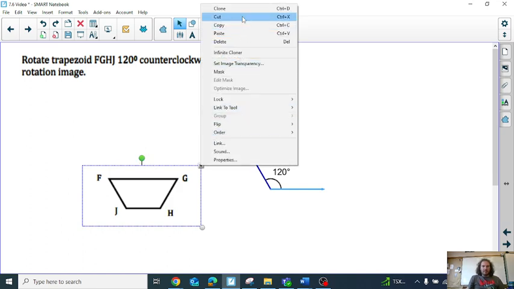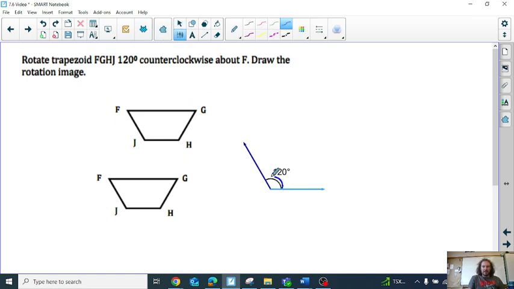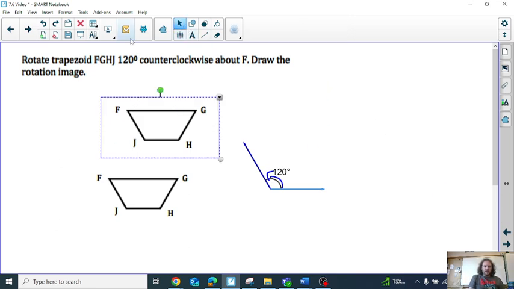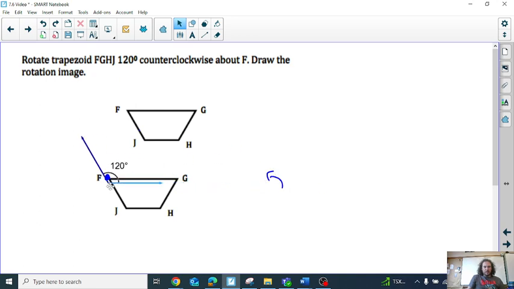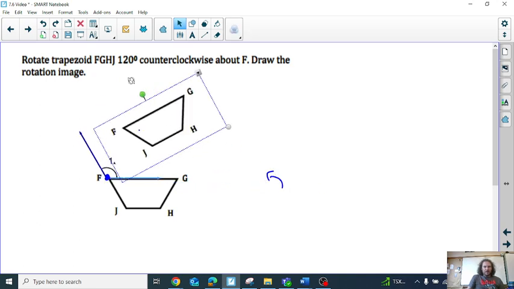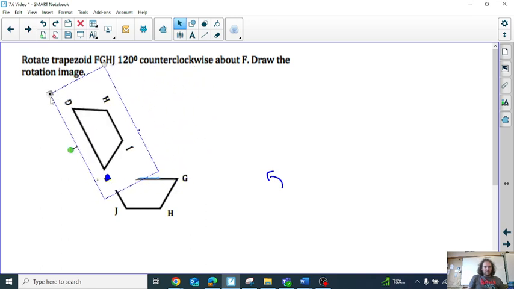All right, so to save myself a little bit of time, I'm just going to take that shape and clone it. Again, we are rotating counterclockwise. Remember that counterclockwise means going against the clock, so we're going that way. Point F is the point that's going to stay still, right? This point F right here is the one that's not going to move, and we want to rotate 120 degrees. If I want to make sure that I'm in the right spot, I can now line up my points from F to G with the new positions from F to G.